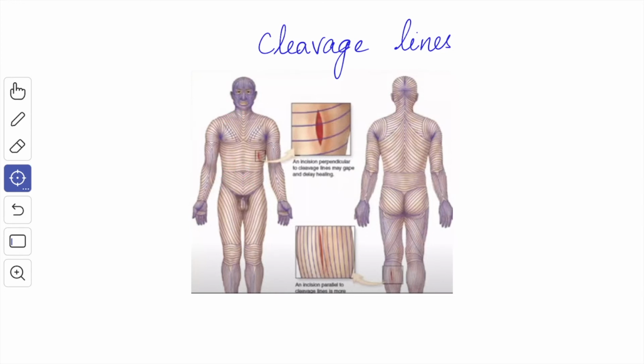The lines along which the bundles run are often called cleavage lines, as they represent the natural lines along which the skin tends to split when penetrated. The cleavage lines are important to the surgeon, as an incision in the direction of the line gapes much less than those at right angles to them.